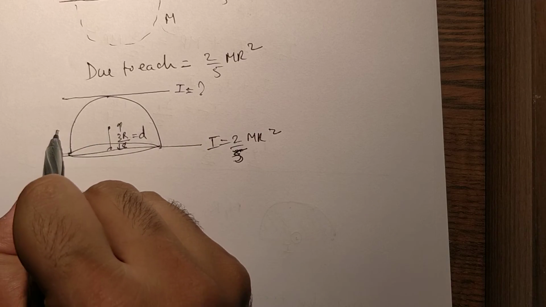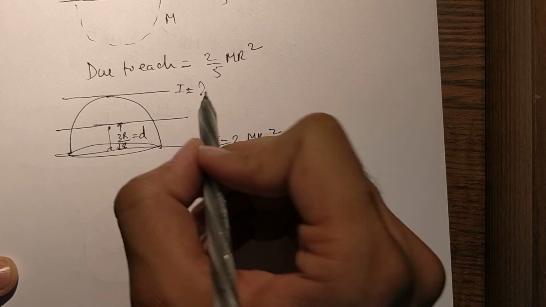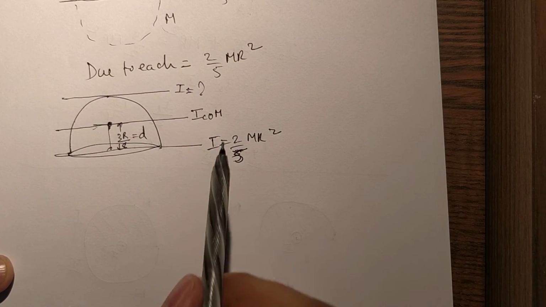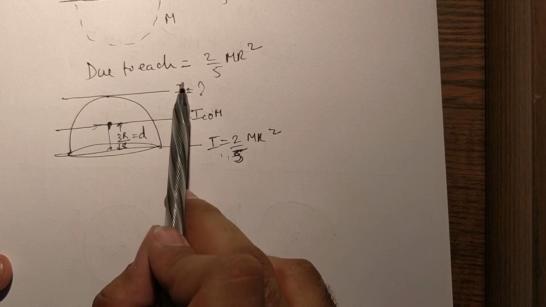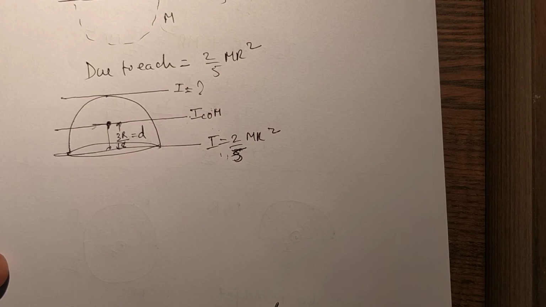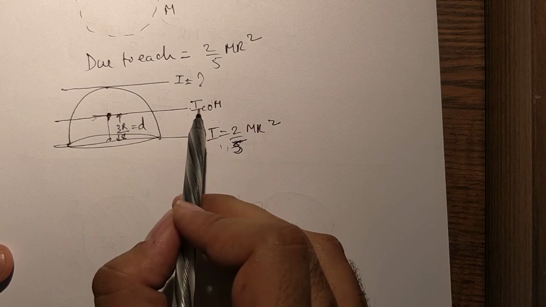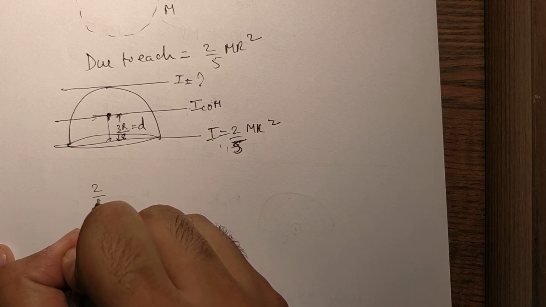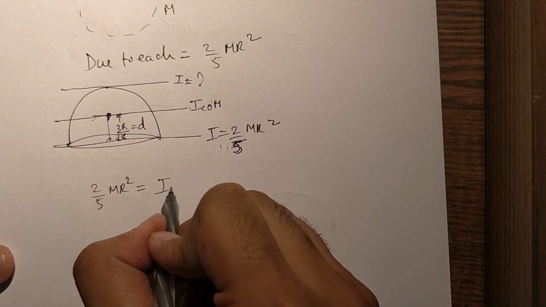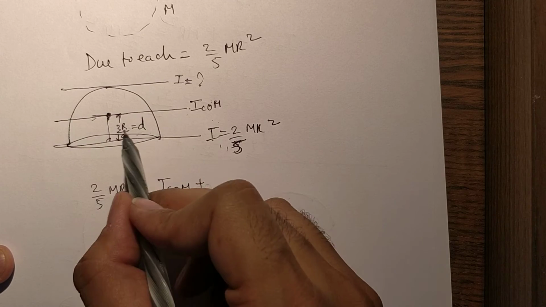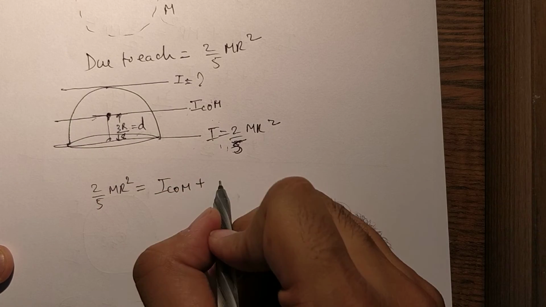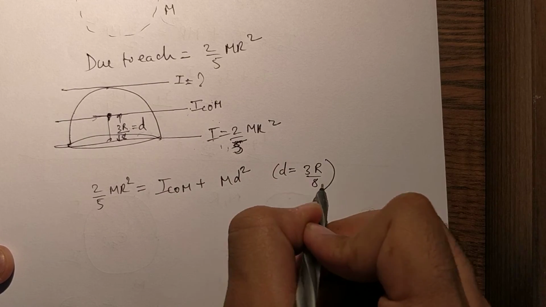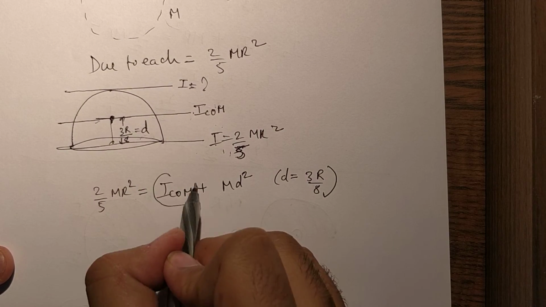Now let's take this. This is nothing but the moment of inertia about an axis passing through the center of mass. I can relate these two very easily, as well as these two, so indirectly I'll be able to find I. How can I relate these two? Very simple, parallel axis theorem. So I, which is 2/5 mr square, is equal to ICOM plus md square, where d is 3r/8. Using this result, you will find ICOM.